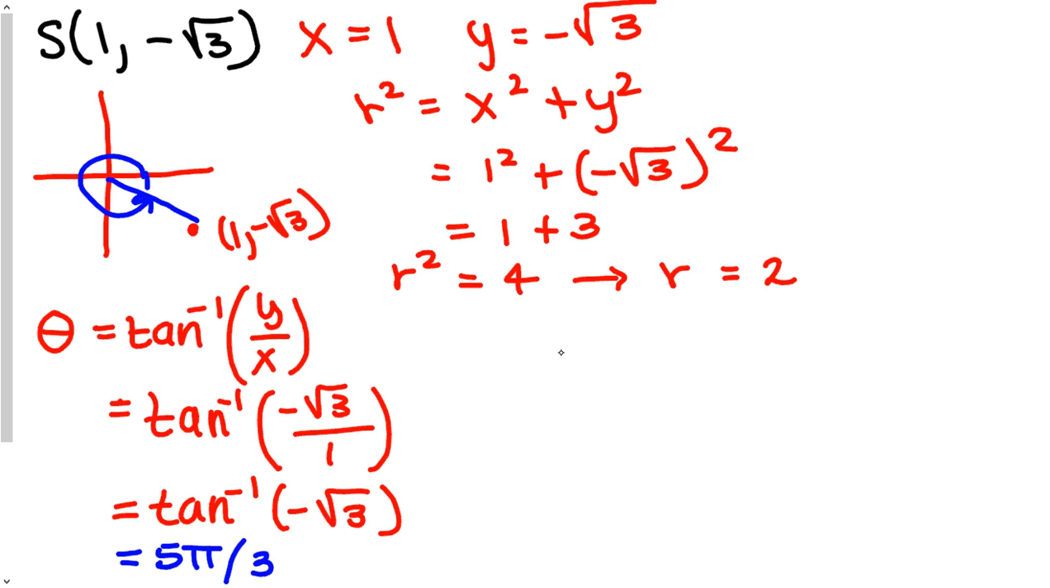So the coordinate for this point in rectangular is (1, negative square root 3), and as a polar point, this would be r, which is 2, comma, our theta, which we found to be 5 pi over 3.